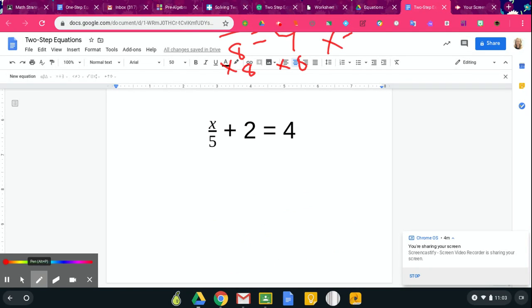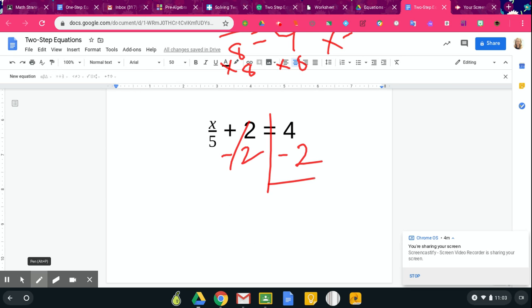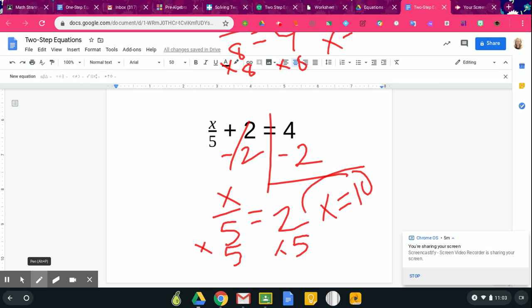Last example, what number divided by 5 plus 2 equals 4? Start here, so we'll subtract 2. 4 minus 2 is 2. And then you'll drop that part down. So what number divided by 5 equals 2? Opposite of division is to multiply. And 2 times 5 is 10. So x equals 10. And that's all.